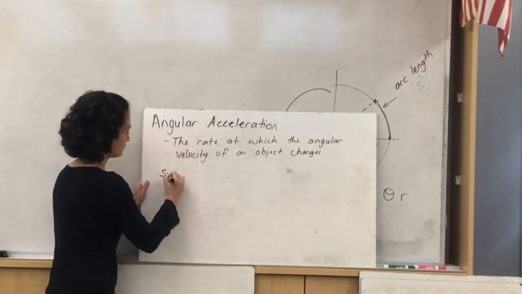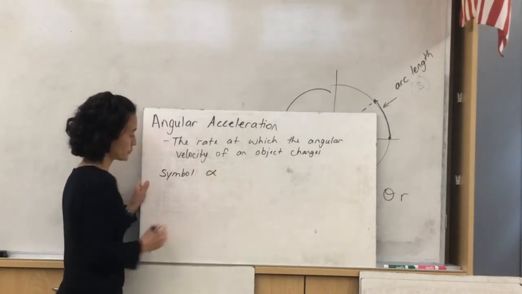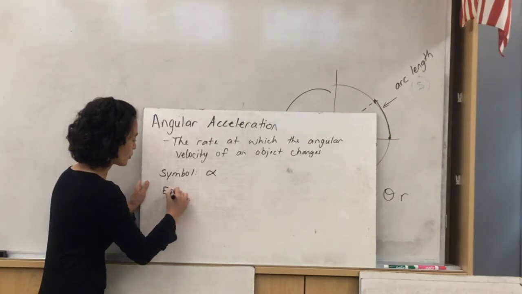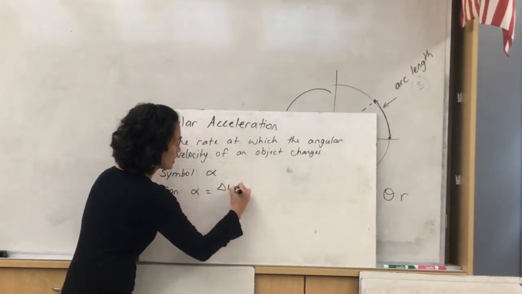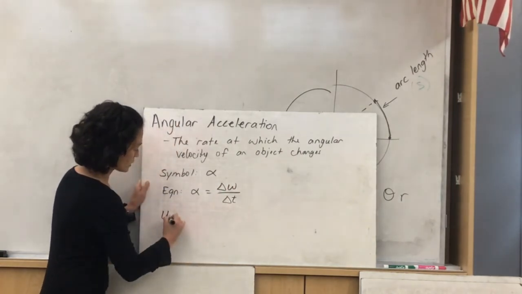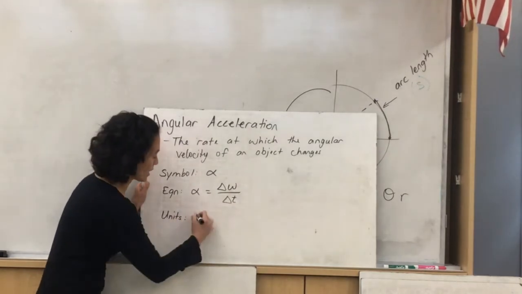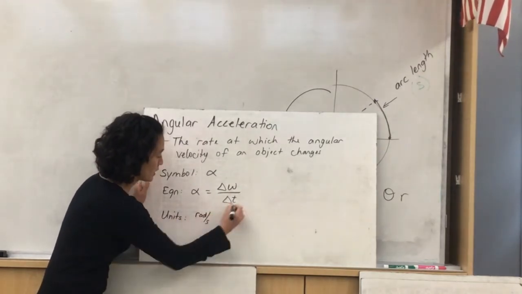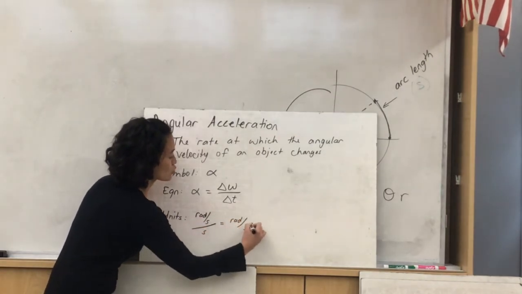Our symbol, again, it's the Greek letter for A, which is alpha. The equation for it is alpha is equal to a change in angular velocity over time. Units would be, so angular velocity is rads per second and divided by seconds. So this is rads per second squared.